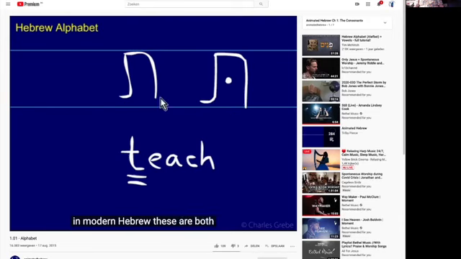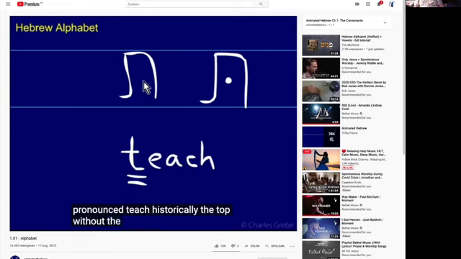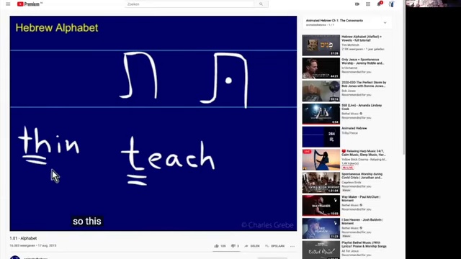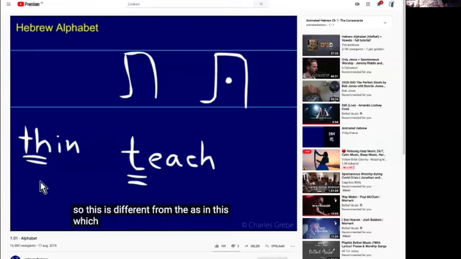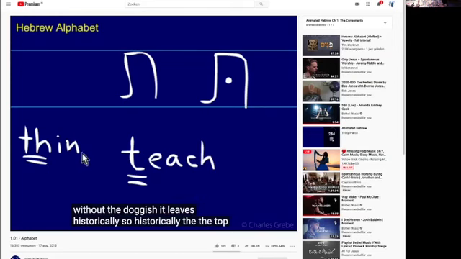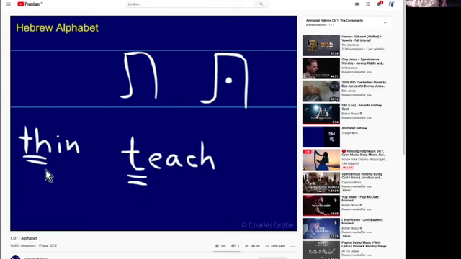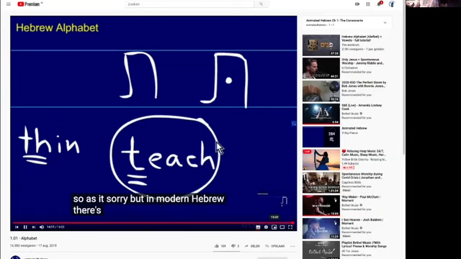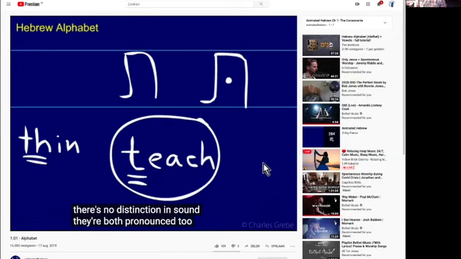In modern Hebrew, these are both pronounced teach. Historically, the tav without the dagesh was probably th, as in thin. So this is different from the th as in this, which is what we said the dalet is without the dagesh, at least historically. So historically, the tav is th as in thin. But in modern Hebrew, there's no distinction in sound. They're both pronounced t.